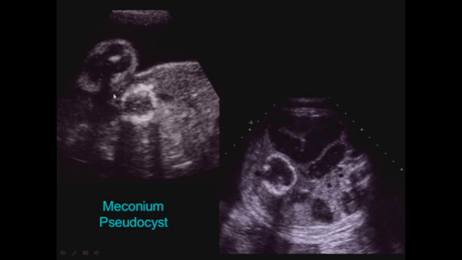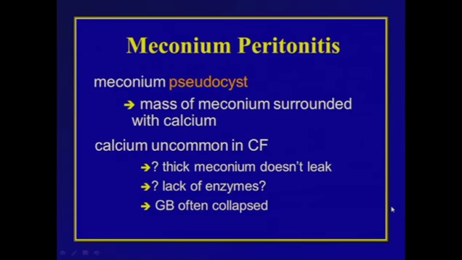In this instance, on the left, we don't see any dilated bowel left behind, but on the right, we can still see that the dilated small bowel obstruction is still present. When there's a meconium pseudocyst, it's interesting to realize that the presence of calcium is very uncommon in cystic fibrosis. There's a few theories for why this is. It's possible that the cystic fibrosis fetus meconium is so thick that it doesn't leak out when the perforation occurs. Another thought is that the cystic fibrosis fetus lacks the enzymes that are necessary to react to the peritonitis.